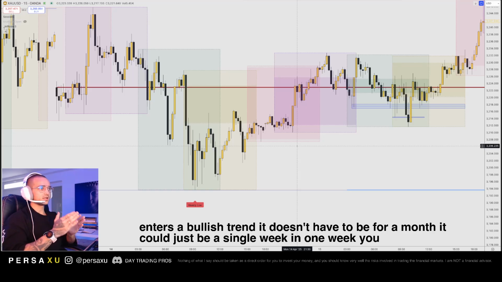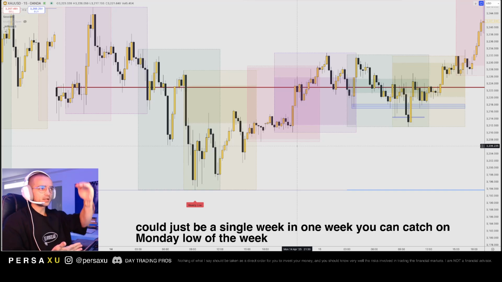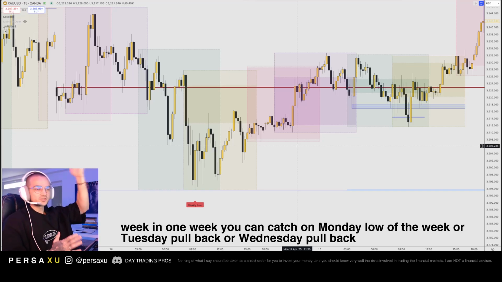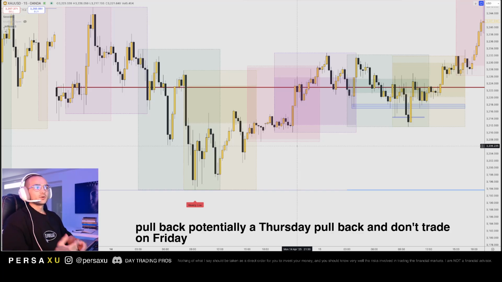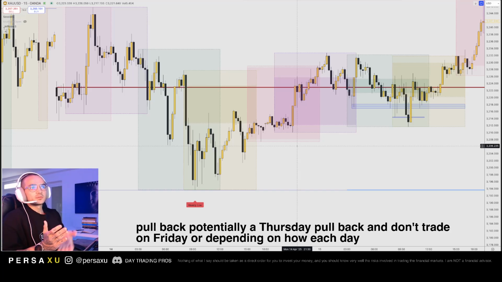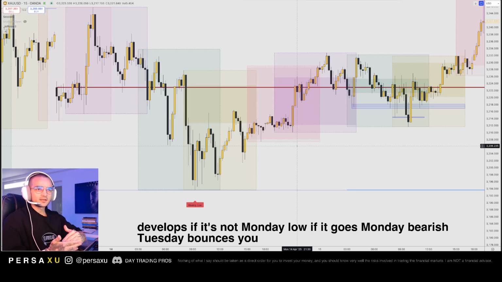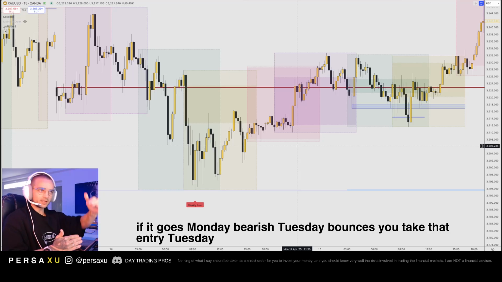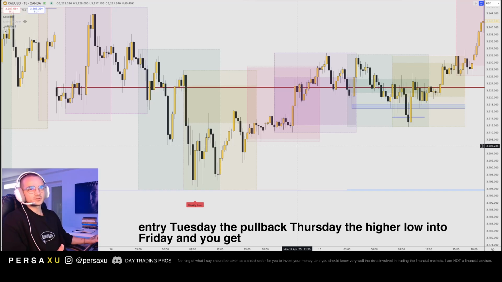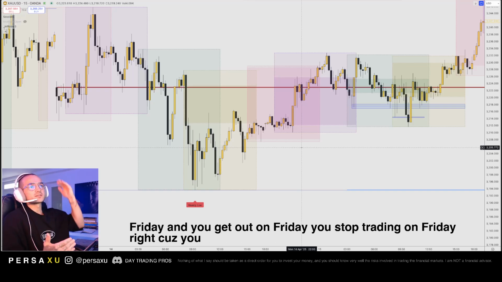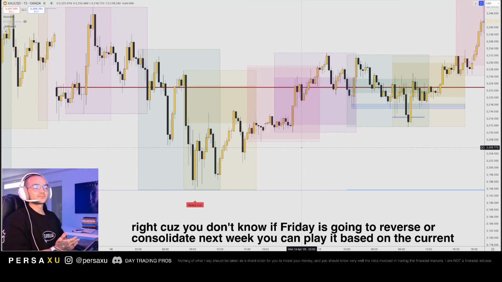In 1 week, you can catch a Monday low of the week, a Tuesday pullback, a Wednesday pullback, potentially a Thursday pullback, and don't trade on Friday. Or depending on how each day develops, if it goes Monday bearish, Tuesday bounces, you take that entry, Tuesday the pullback, Thursday the higher low into Friday, and you get out on Friday, you stop trading on Friday, right? Because you don't know if Friday is going to reverse or consolidate. Next week, you can play it based on the current week that you did.